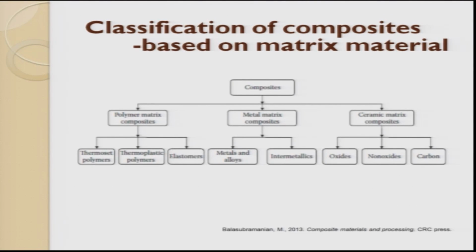When I talk about composites based on matrix classification, there are three types. One is called polymer matrix composite, which is very predominantly used by mankind today. The next one is metal matrix composite. Metal matrix composites are used where you need higher strength materials and other properties like stiffness and corrosion resistance, all of which we are now trying to add through metal matrix composites.